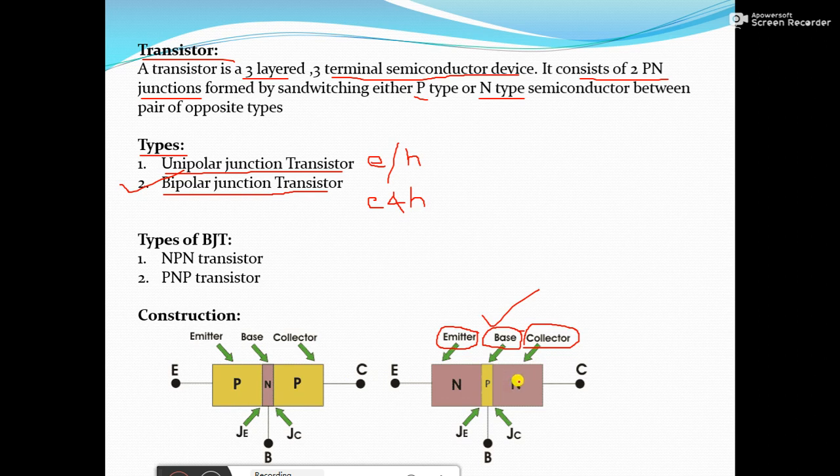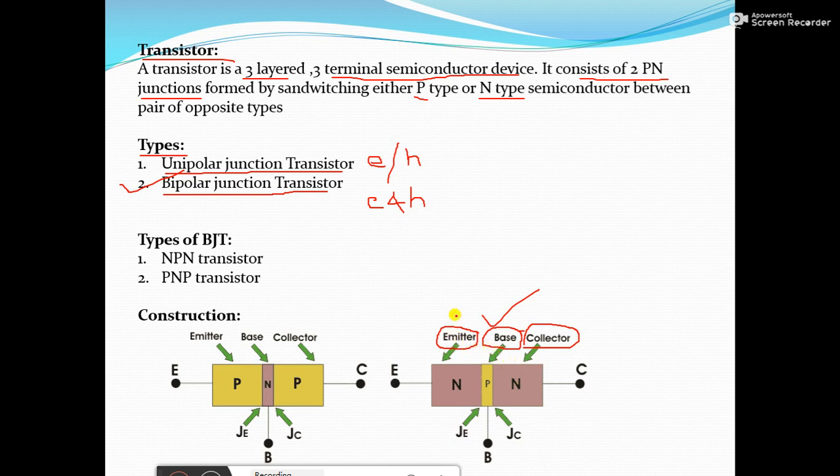Regarding the doping level, this is moderately doped. Moderately doped in the sense it is not heavily doped as the emitter, nor lightly doped as in case of the base. Regarding the size, here in the picture it is not shown, but the collector will be somewhat large in size, since its function is to collect all the charge carriers, so it should be large in size. I hope it is clear.